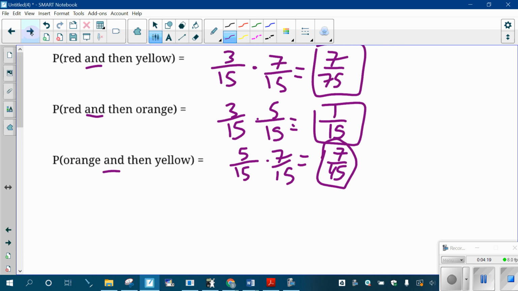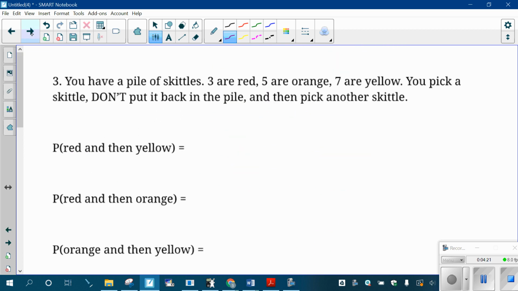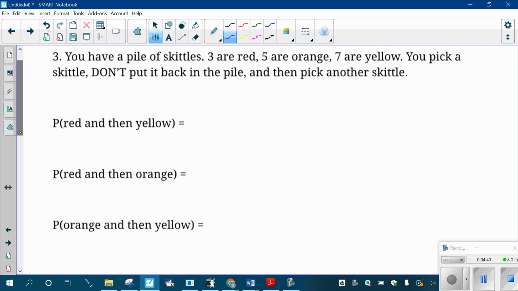Because now I want to look at this scenario. Well, it looks the same. You have a pile of Skittles. 3 are red, 5 are orange, 7 are yellow. You pick a Skittle. This time you don't put it back. So you grab out a Skittle and then you eat it. And then you go and grab another Skittle. Okay, pretty similar, but that's a little different, I guess.